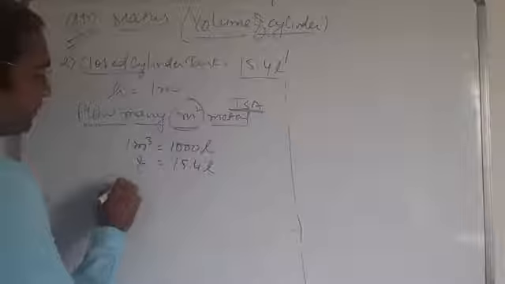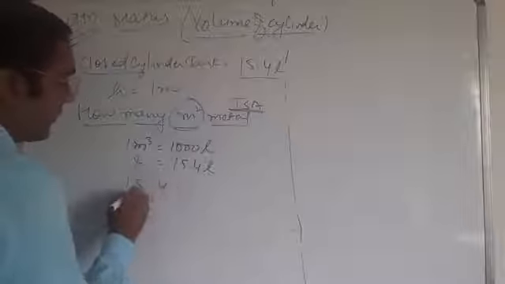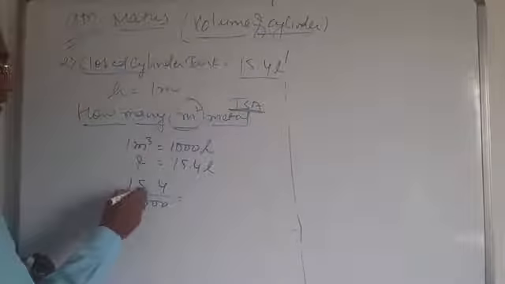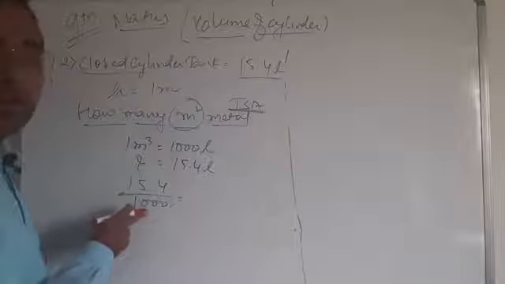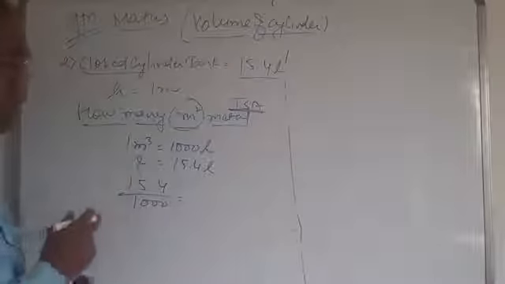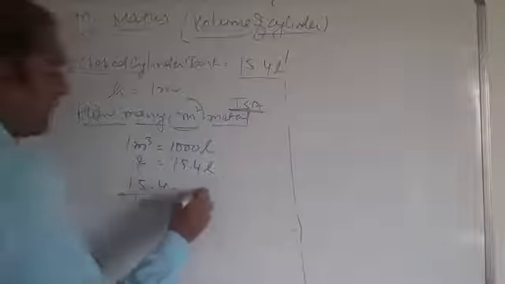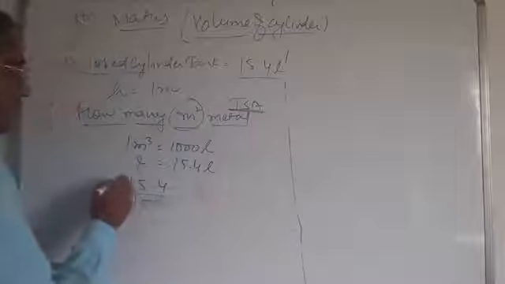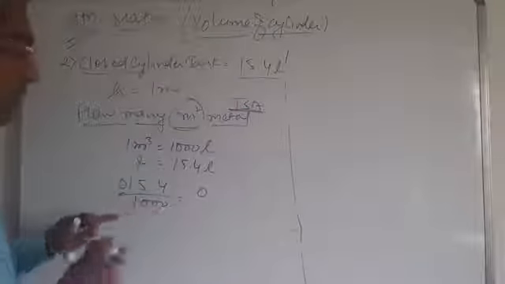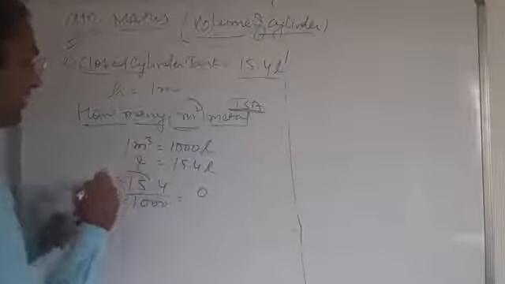15.4 divided by 1000 is equal to, here there are 3 zeros, so we have to shift the point 3 places. Okay, so here my answer is 0. Here I'll put a 0 to make it 3 digits. Okay, so now the point is shifted to here.